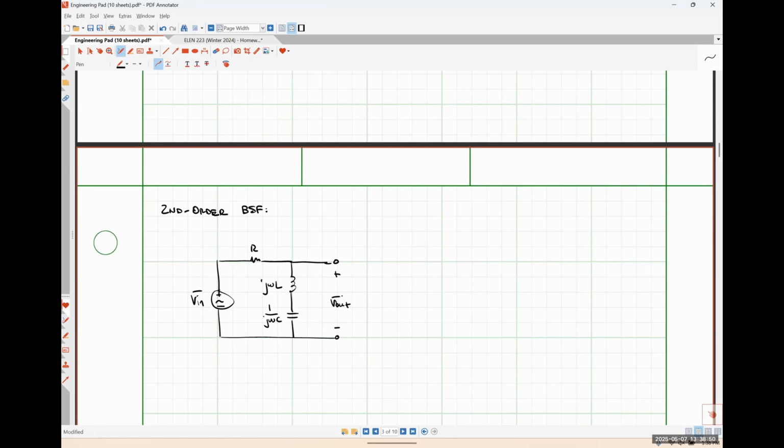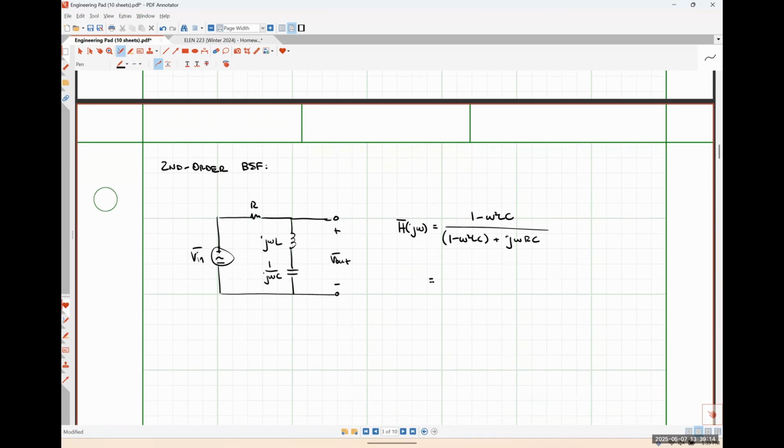So for this guy, our transfer function is going to be 1 minus omega squared LC over 1 minus omega squared LC plus j omega RC.